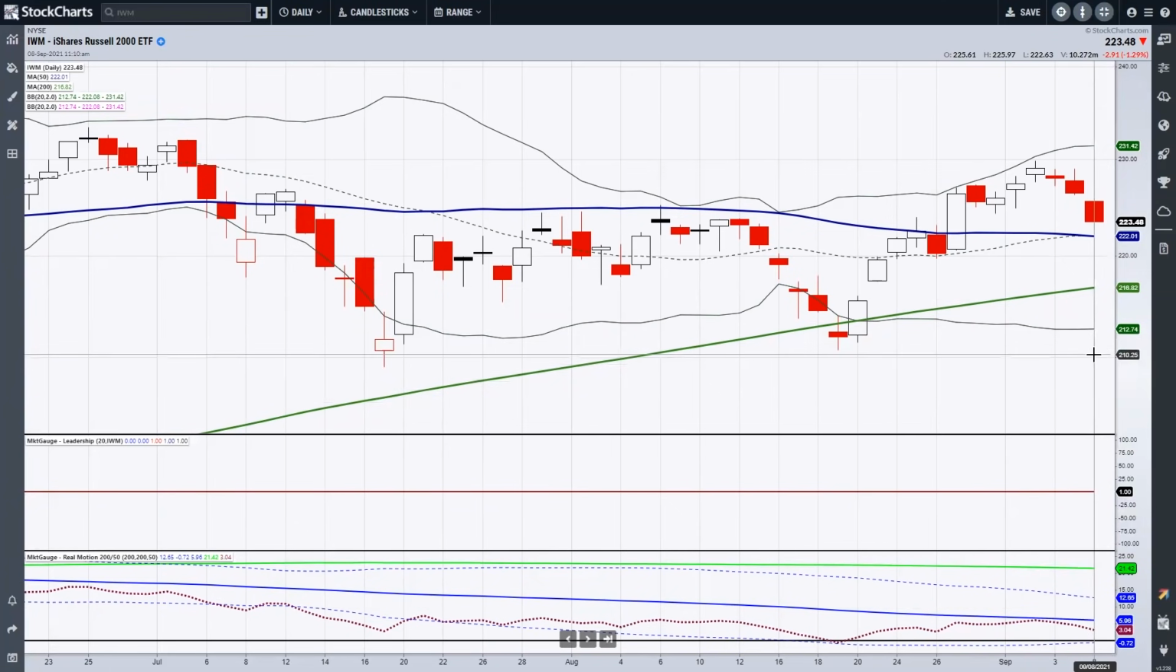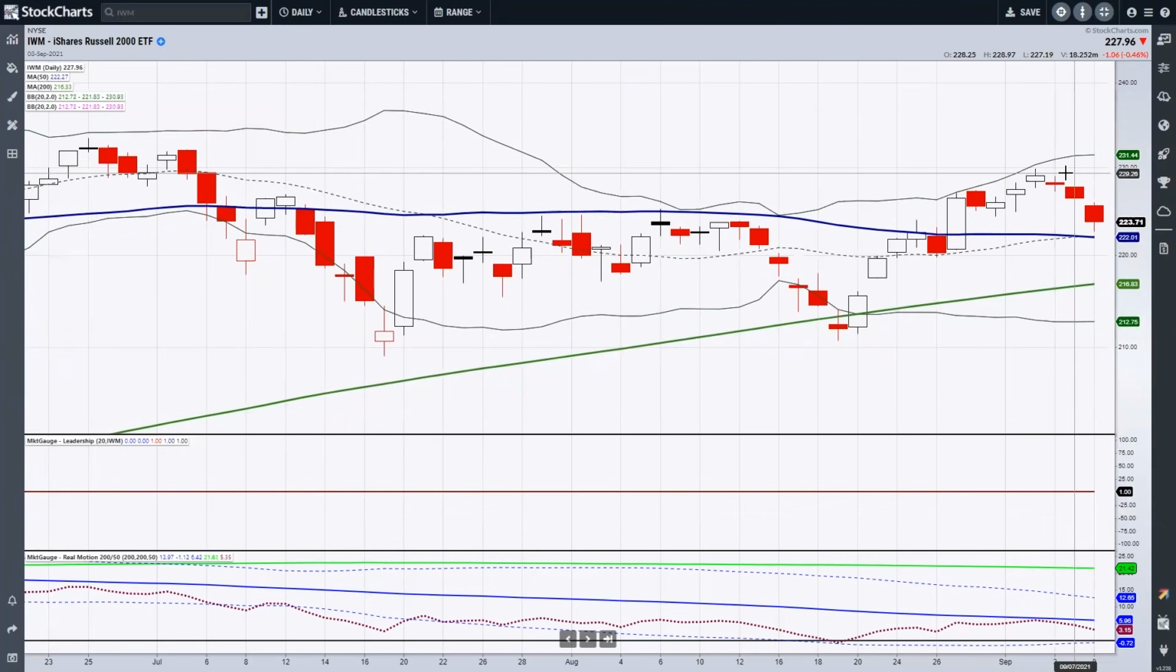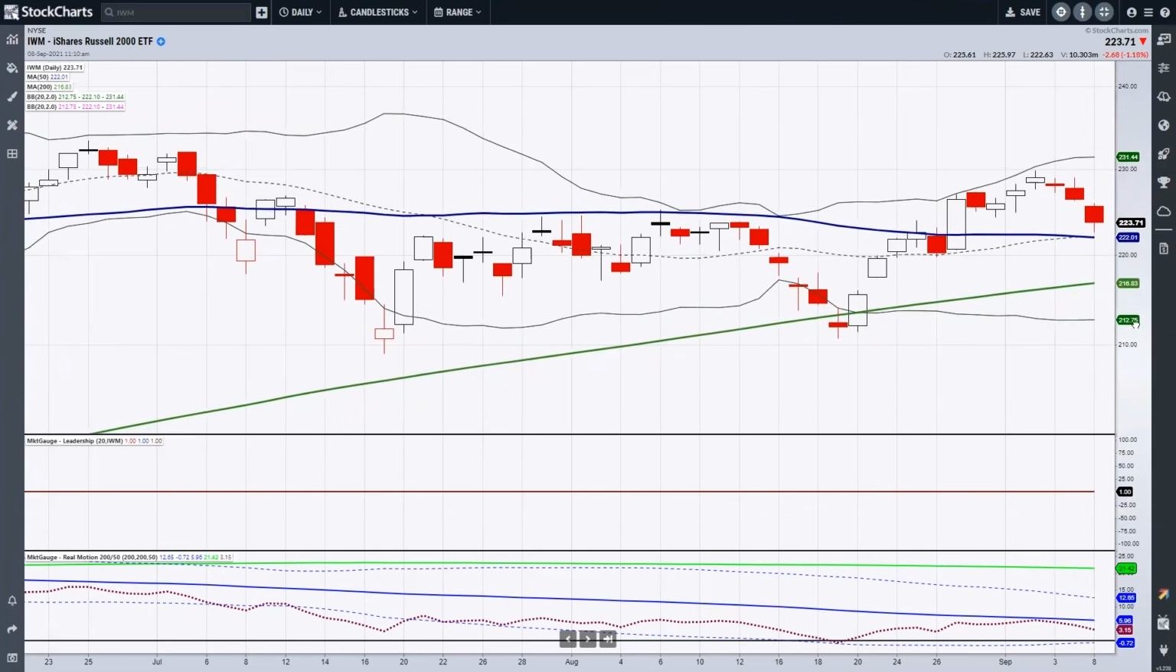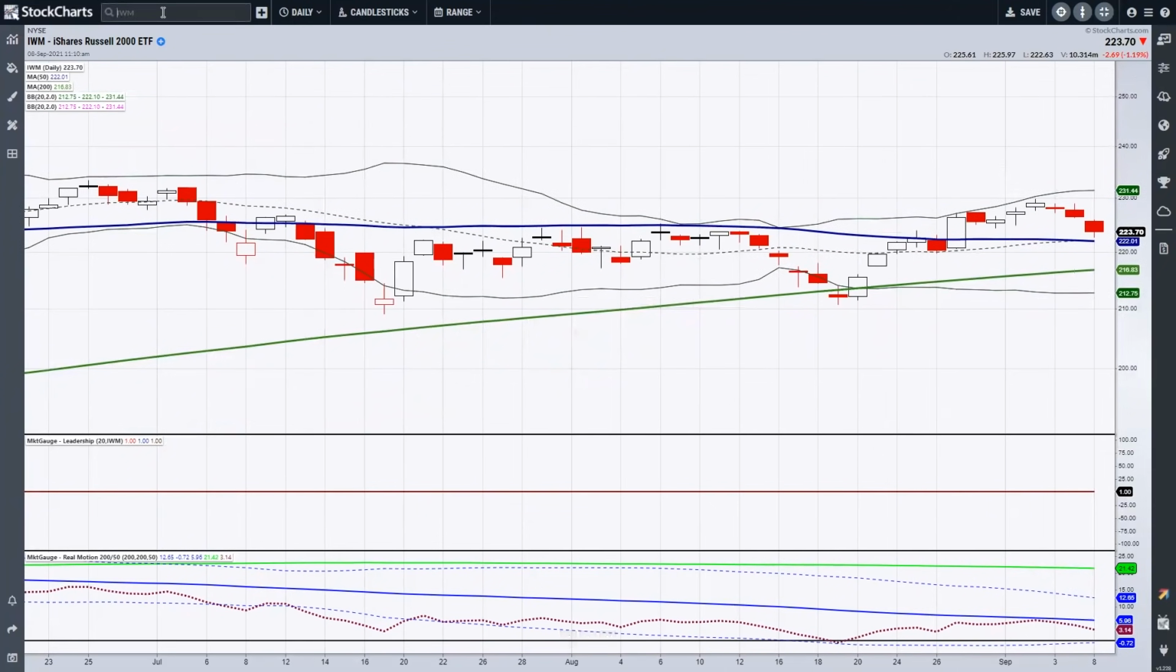And then, of course, we would have to see this hold the 50 at 222. And probably at this point now, until we took out, let's say, 230, there wouldn't be much other than chop. Now, let's move on to the rest of the modern family.